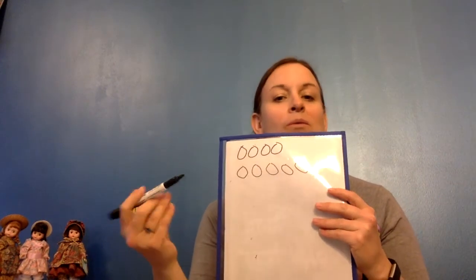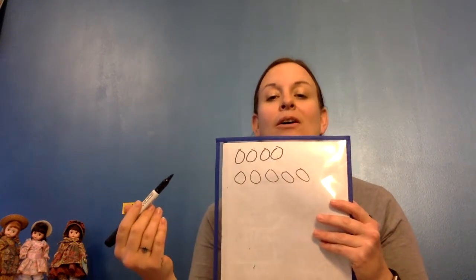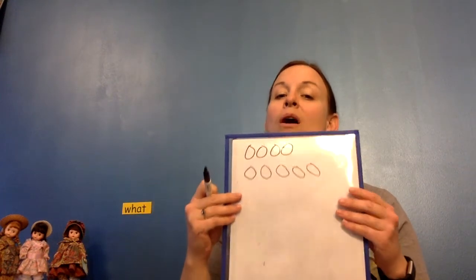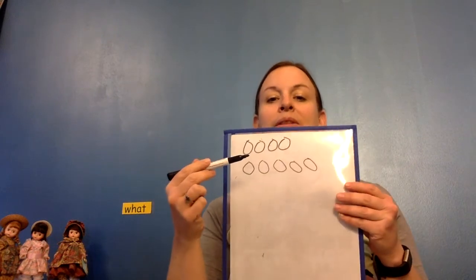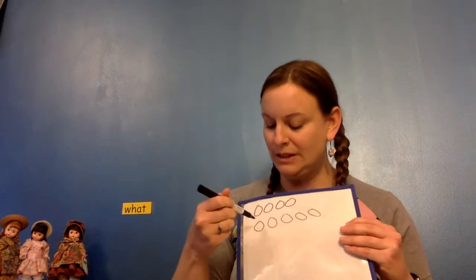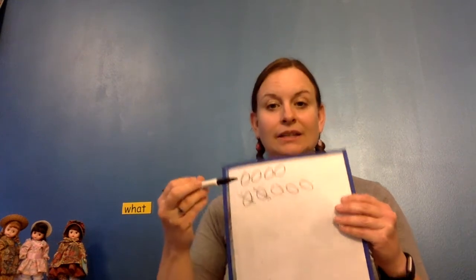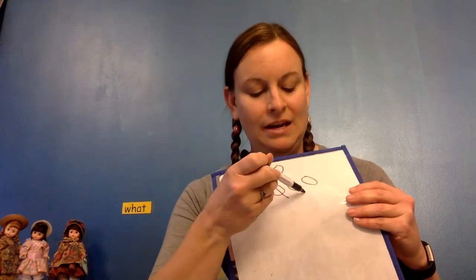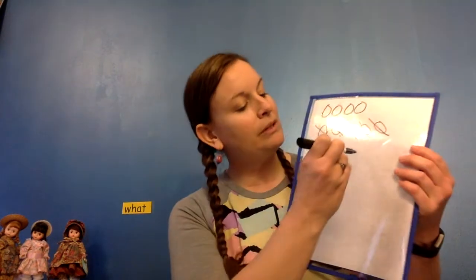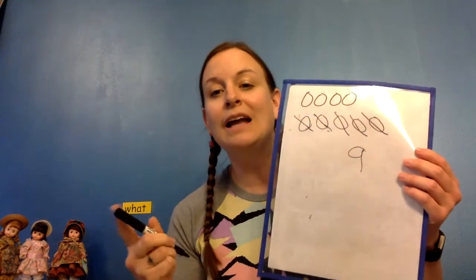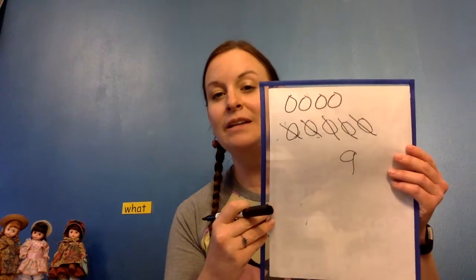So now, how many houses did I see all together? Well, you could count all of them, or you could remember that this was 4 at the top and just keep counting on 5. Just 5, 6, 7, 8, 9. So we're going to write 9. There were 9 houses that I saw on the street. Okay, go ahead and erase your whiteboard.